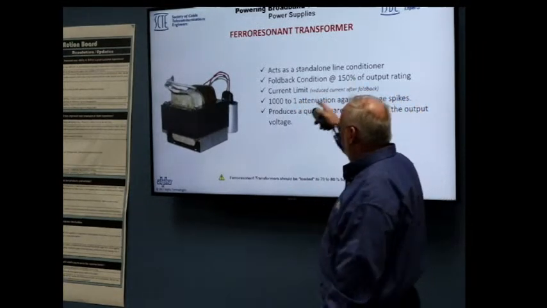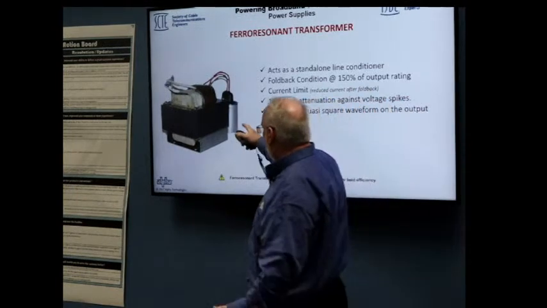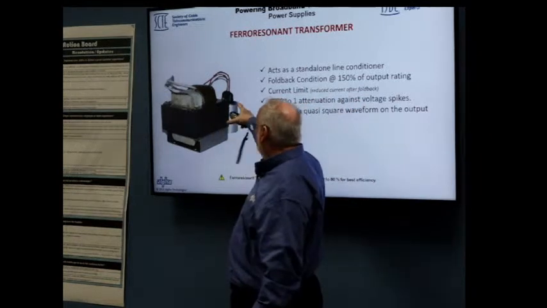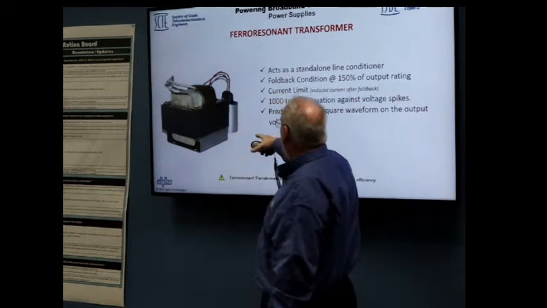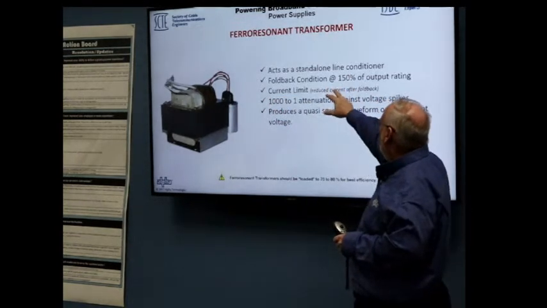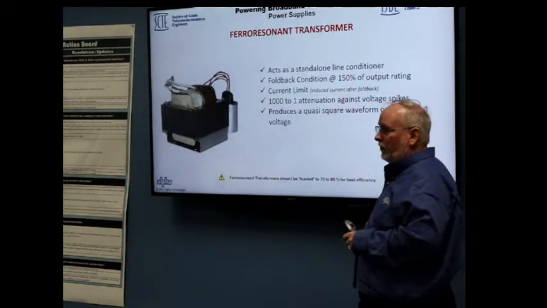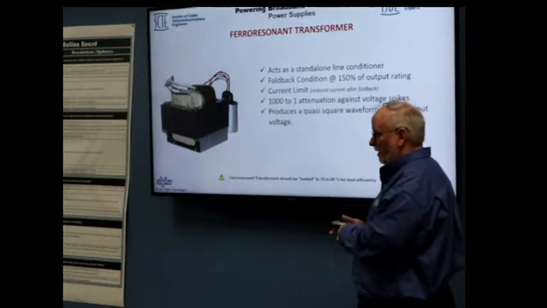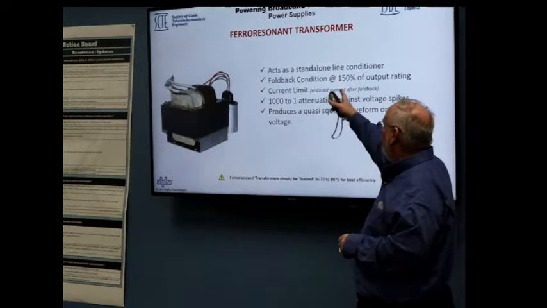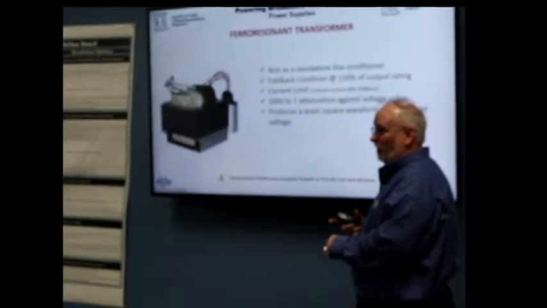This is a ferroresonant transformer. This is just the simplest circuit. So it's got a transformer. Normally there's split windings on it. It has a capacitor. It acts as a standalone line conditioner. In a fold-out condition, it can output 150% of its output rating. So again, why do I need a 50 amp power supply when it actually can put out 150% when it needs to?